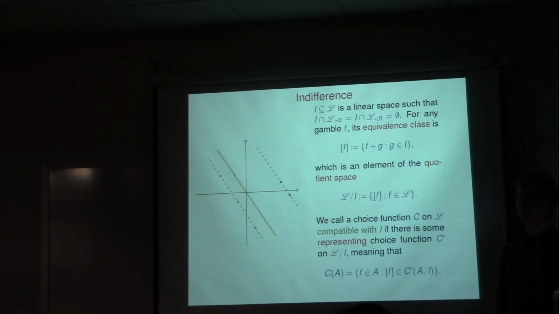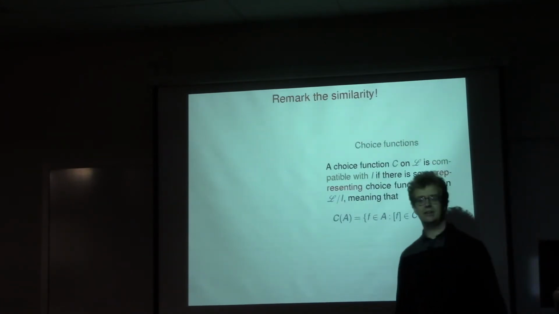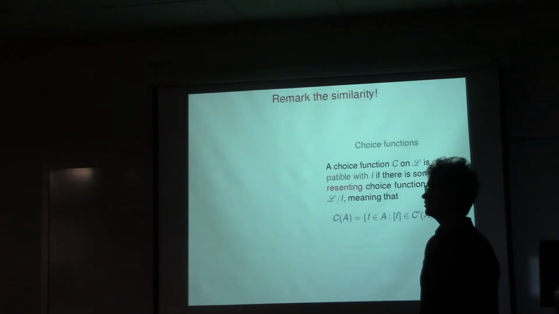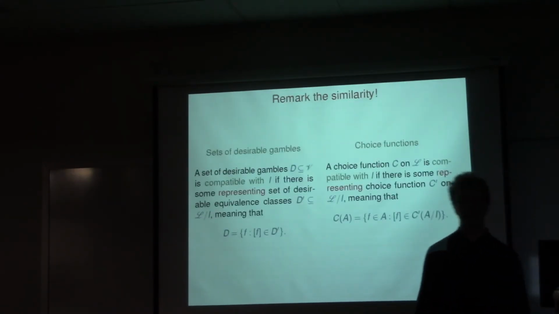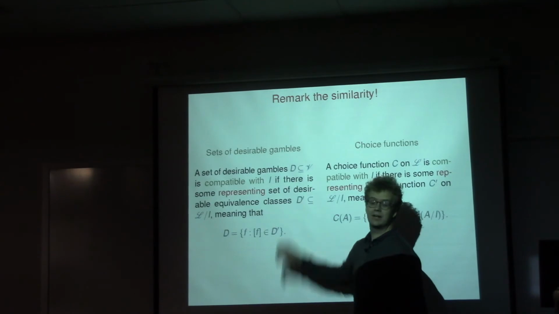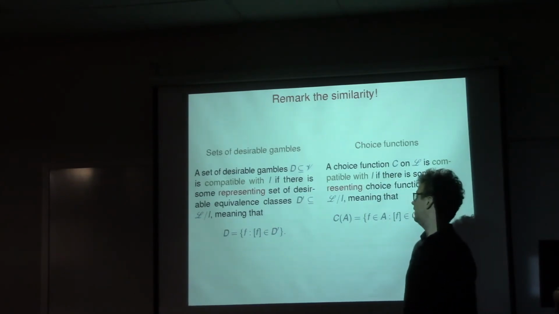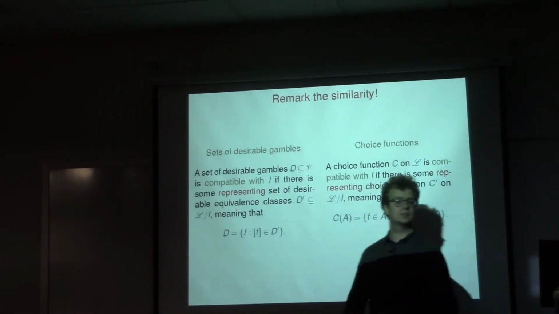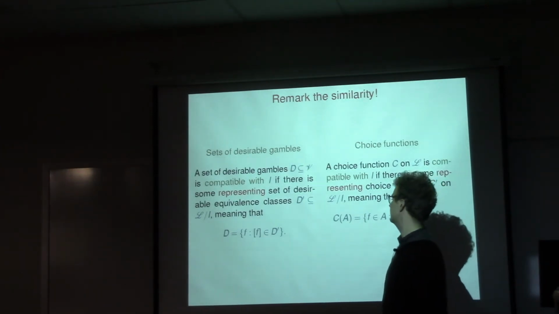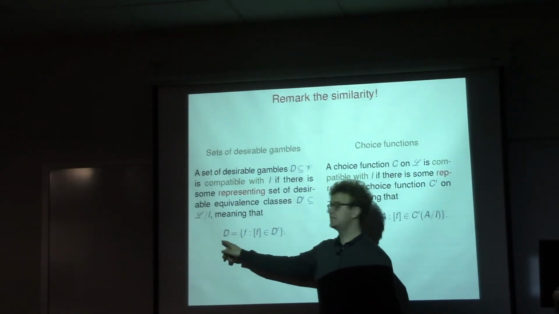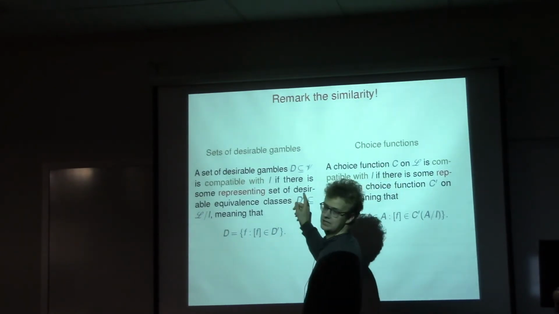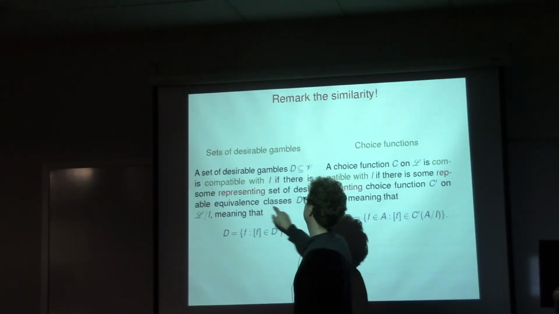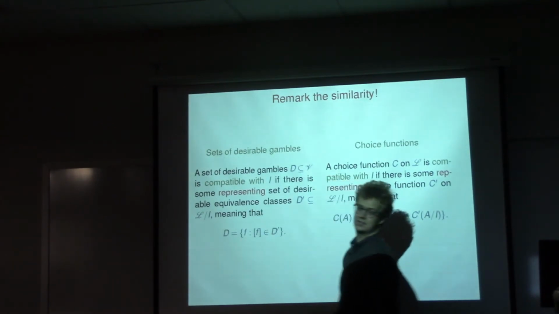So this is our definition of indifference. And it's actually very similar to the existing definition of indifference for desirability, which is given here. A set of desirable gambles is compatible with I, or represents an indifference statement, if this set of desirable gambles D is completely determined by its representing set, not of desirable gambles, but of desirable equivalence classes.